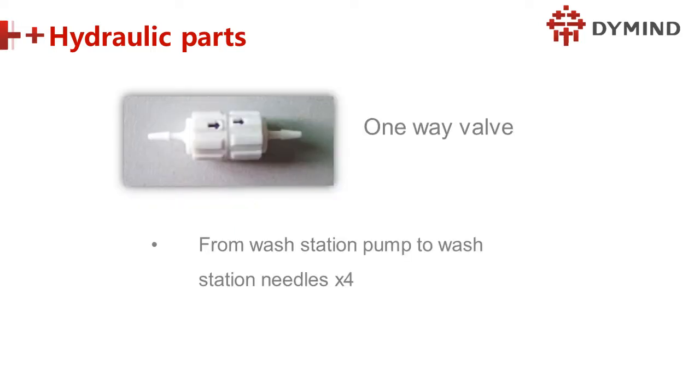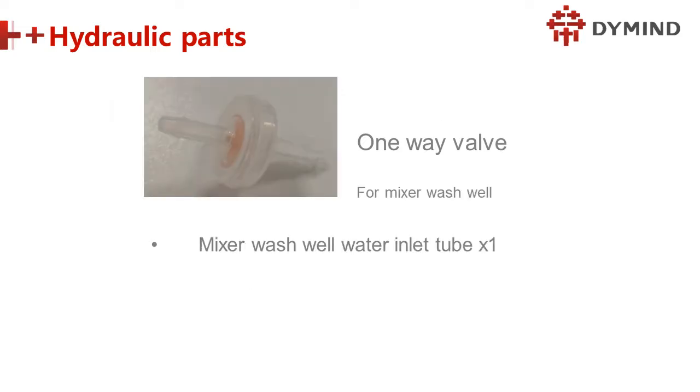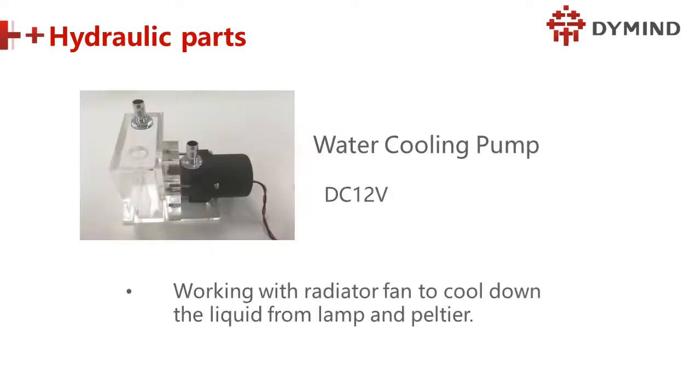One-way valve, single-way valve. You can see the direction. You can see this arrow from left to right. So the direction is only from left to right. The water cannot go back from right to left. It is from the wash station pump to the wash station needles. Totally we have 4 pieces. This is another kind of one-way valve, for the mixed wash and mixed wash inlet tube.